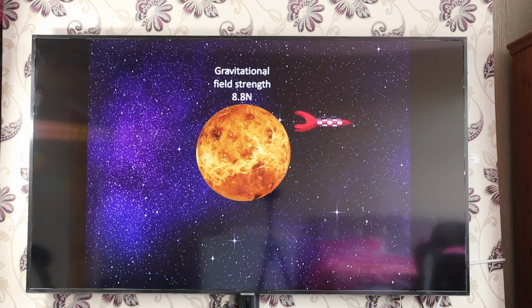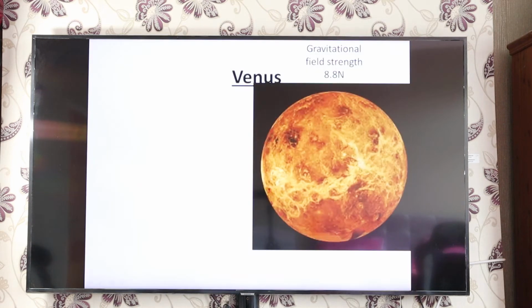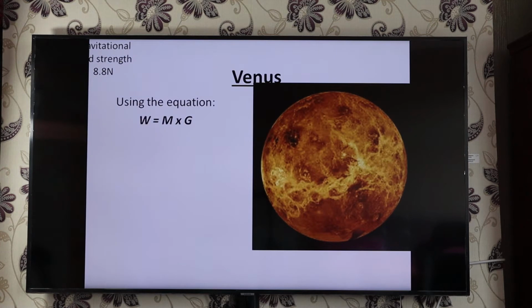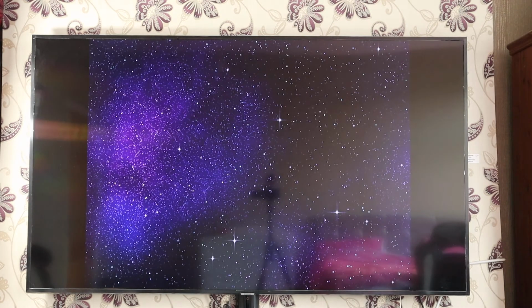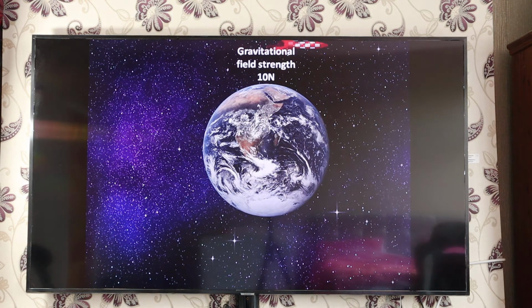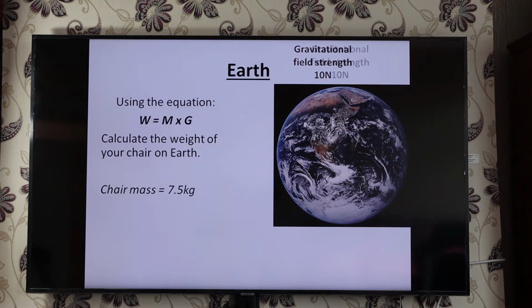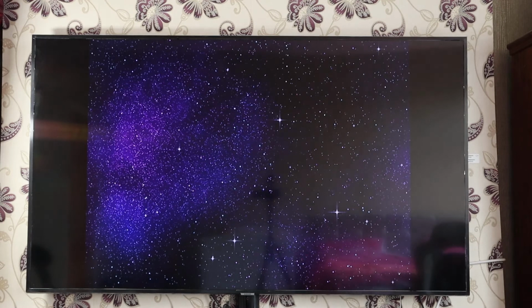The next planet has 8.8. So Venus has a gravitational field strength of 8.8. Okay, we need to whiz around. We need to do 7.5 times by 8.8 and whatever the answer is. Now let's venture on to Earth. It has a gravitational field strength of 10. So we have to do 7.5 times by 10 and the answer is 75.